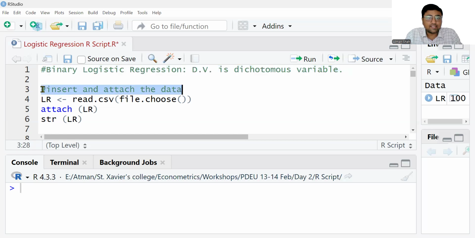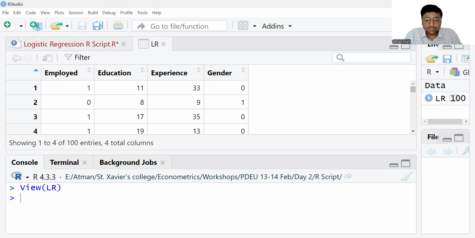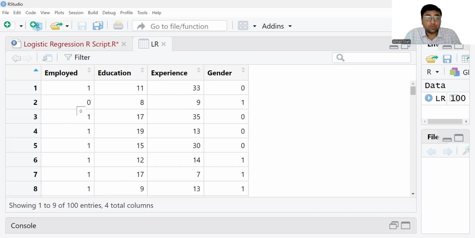First we insert the data. So let me show you the data. Here I have the data on employment, whether a person is employed or not. So it's a dichotomous variable. One means employed, zero means unemployed. Then we have education, then we have experience and then gender. So here we want to check whether employment status, whether the person is employed or unemployed, depends on education, experience, and gender. So this becomes our nominal variable, and therefore we can use logistic regression.